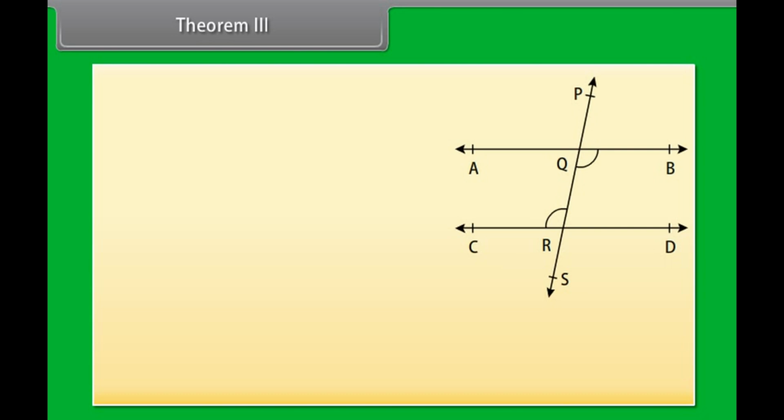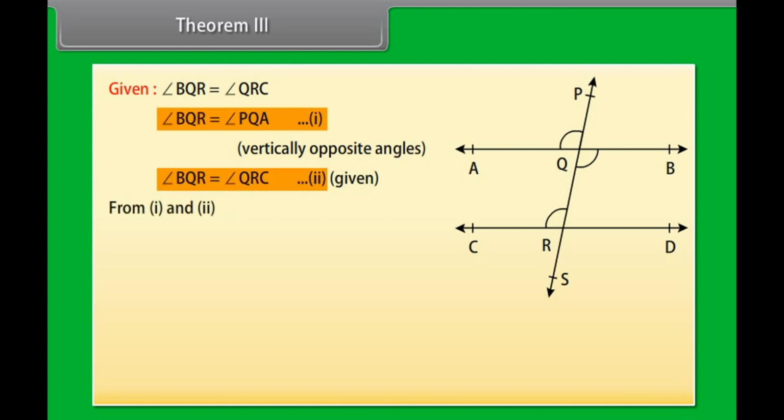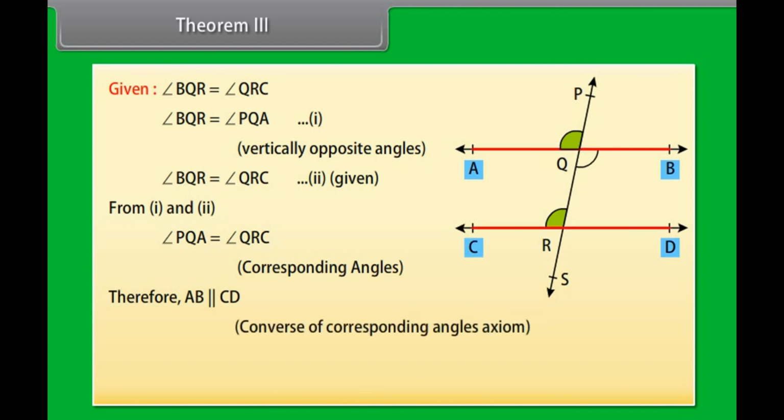Theorem 3. Now, using the converse of the corresponding angles axiom, we can show the two lines are parallel if a pair of alternate interior angles is equal. Come, let us check. Here the transversal PS intersects lines AB and CD at points Q and R respectively, such that angle BQR is equal to angle QRC. Also, angle BQR is equal to angle PQA, because these are vertically opposite angles. Mark it as 1. But angle BQR is equal to angle QRC, given. Mark it as 2. So, from 1 and 2, you may conclude that angle PQA is equal to angle QRC. But they are corresponding angles, so AB is parallel to CD, by the converse of the corresponding angles axiom.